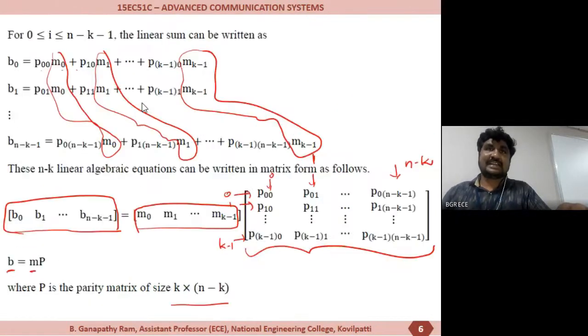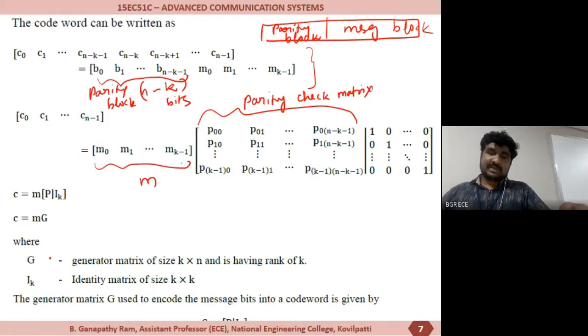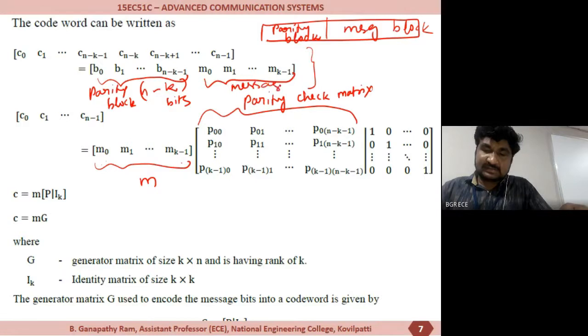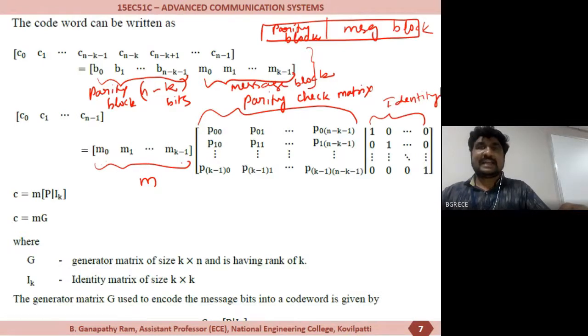As we have discussed earlier, the parity block is generated by the product of the message block with the parity matrix. And the remaining terms, the message block, is replicated. For replicating the message vector, we are going to use the identity matrix. Since it is having k number of bits, here we are going to use a k cross k identity matrix to replicate the message in the code word.